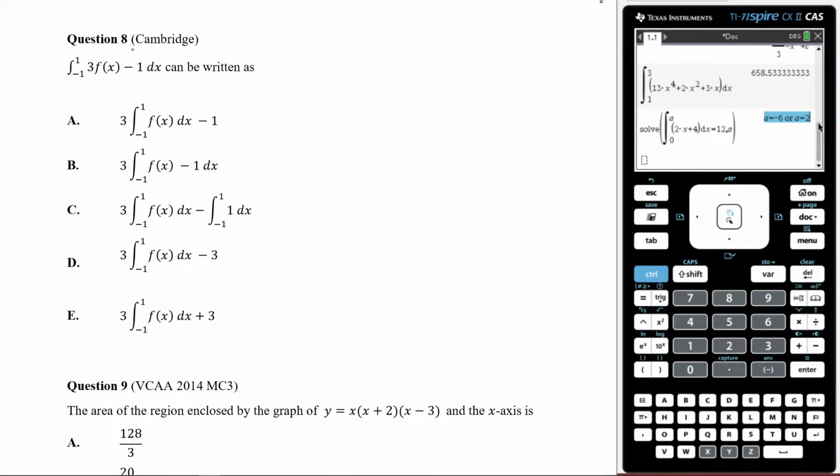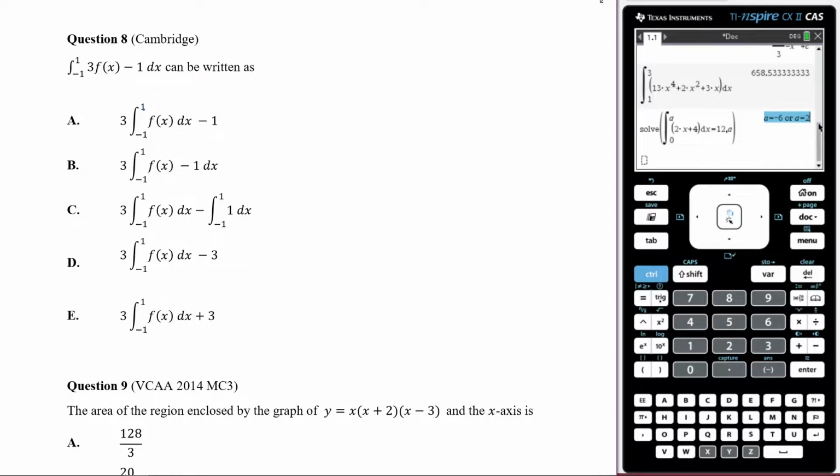All right, this question was taken from Cambridge, those little tests. Actually, it might have been taken from the chapter review. I can't remember. All right, what are we doing here? So we've been given this, and we want to figure out how it can be rewritten. So it can be rewritten as one of these.